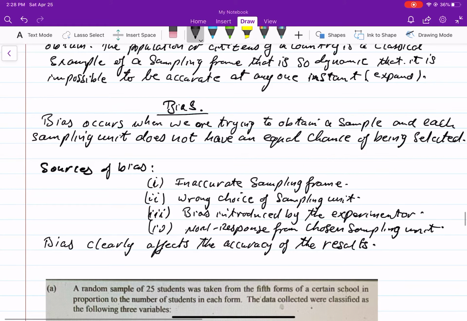Sources of bias: an inaccurate sampling frame. Right? People who should be on there are not on there, or people who should not be on there are still on there. That's an inaccurate sampling frame, and you have problems trying to avoid bias. You're trying to get a random sample, so you're trying to avoid bias. Wrong choice of sampling unit. Bias introduced by the experimenter, and non-response from chosen sampling units. I'm sure you all have experienced some combination of the last two.